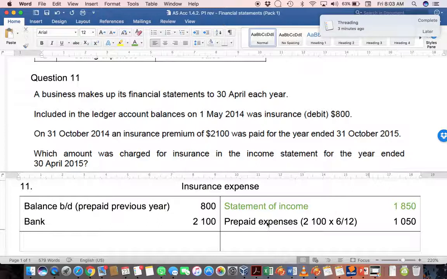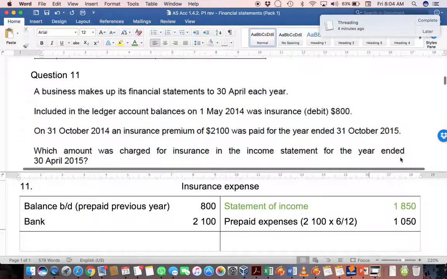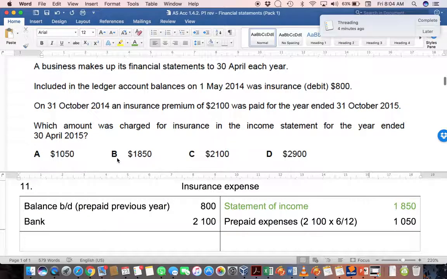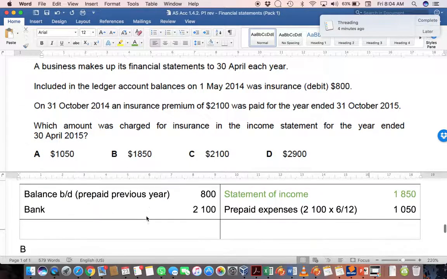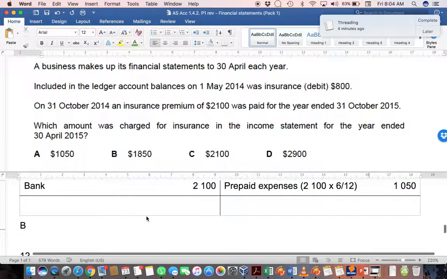Once I have got those 3 figures in, I can then work out what my overall expense was that goes off to the statement of income as a missing figure, shown here in green. So I now need to look for an answer of 1850, and there I can see it. My answer will be B.